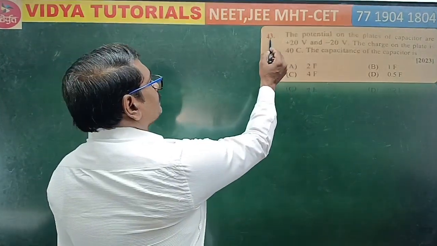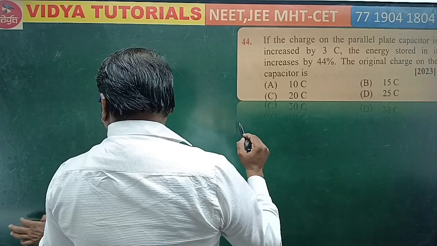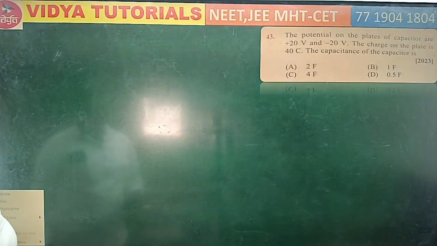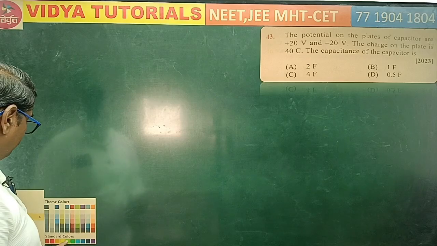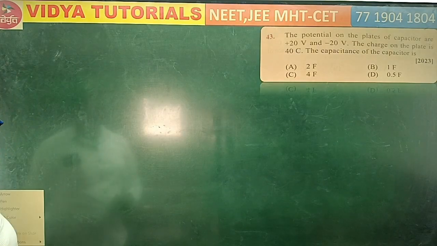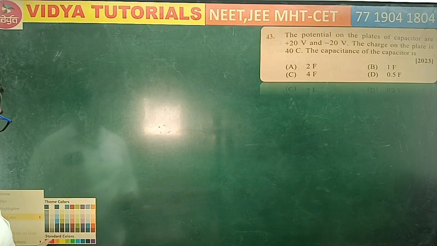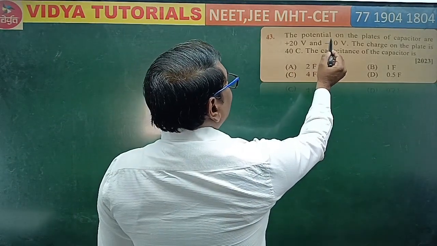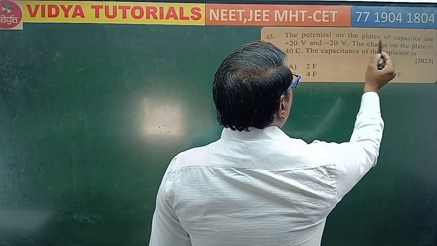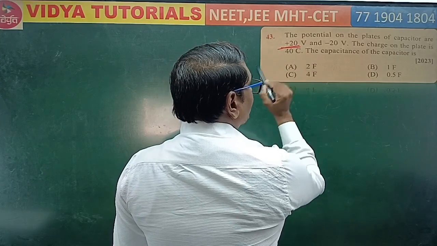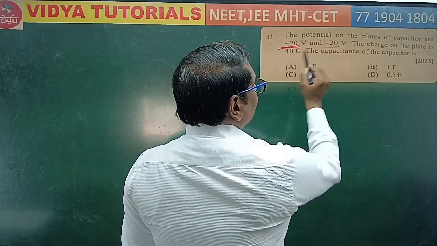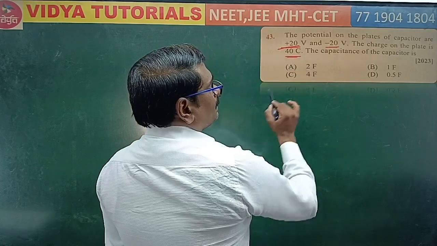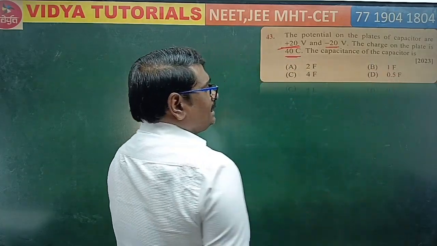Now see, next problem. Okay, see, what's the question? The potentials on the plates of the capacitor are plus 20 volt and minus 20 volt. Charge on the plate is 40 coulomb. The capacity of the capacitor is?